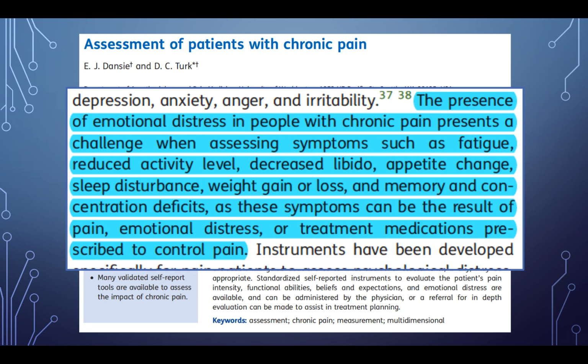The presence of emotional distress in people with chronic pain presents a challenge when assessing symptoms such as fatigue, reduced activity level, decreased libido, appetite change, sleep disturbance, weight gain or loss, and memory and concentration deficits, as these symptoms can be the result of pain, emotional distress, or treatment medications prescribed to control pain.